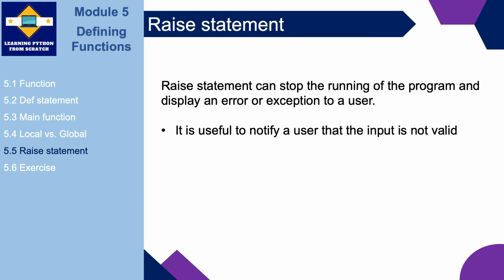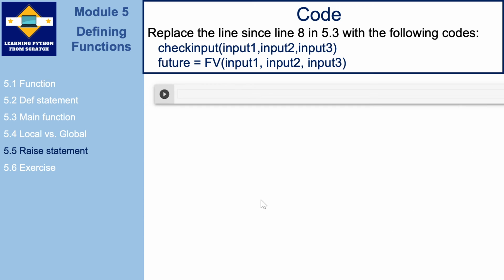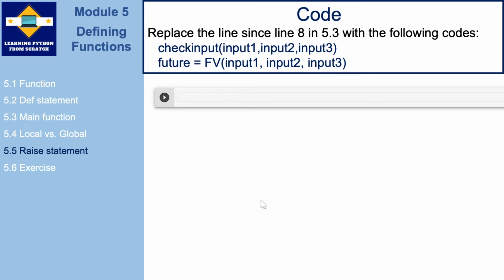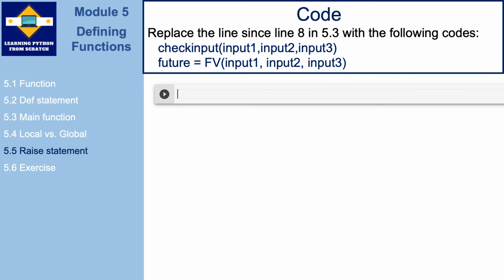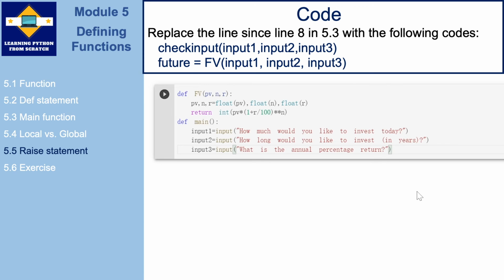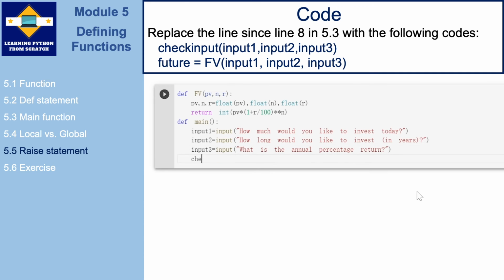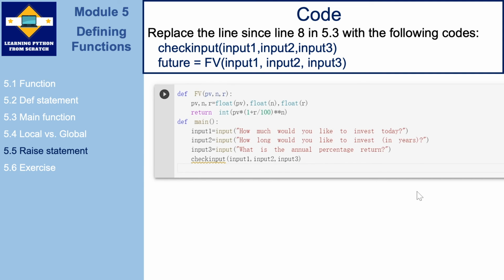Last but not least, we are going to introduce the raise statement, which can stop the running of the program and display an error or exception to a user. It is useful when the input is not valid. Replace the lines since line 8 in 5.3 with the following codes. We check the inputs before calling the FV function with the check input function. The following two lines of code are the same as 5.3.